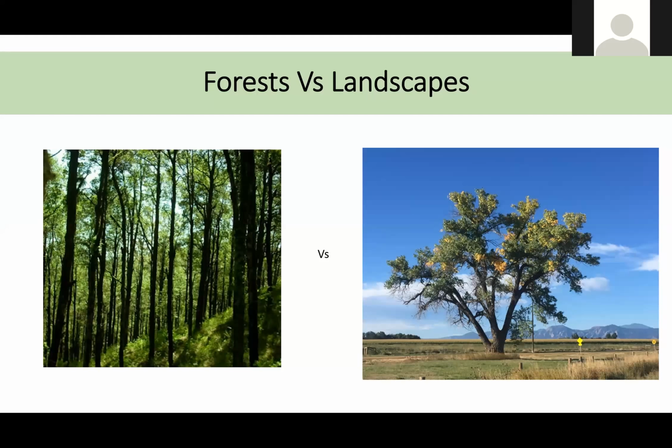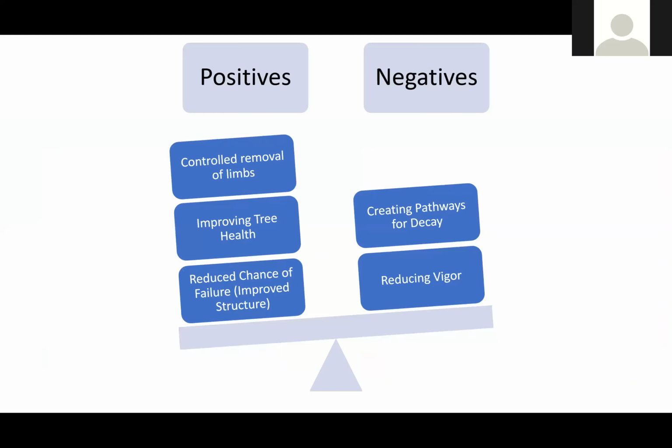There's a lot of competition for light for a given tree based on the amount of neighbors it has. And so trees have a lot of incentive to grow straight, tall, with one trunk, like you can see here in this picture of a stereotypical forest on the left. That's not at all like a landscape.